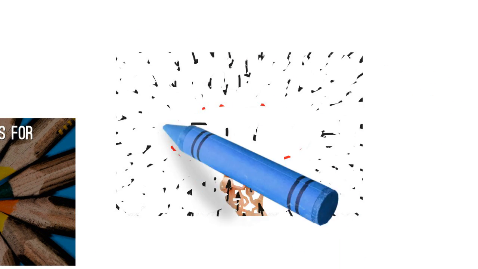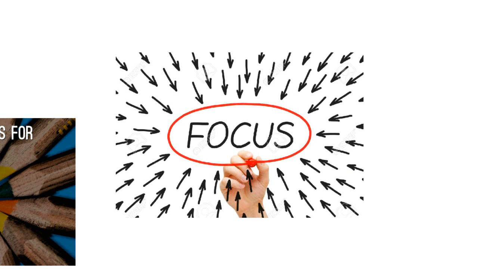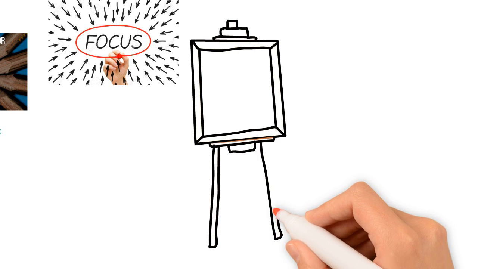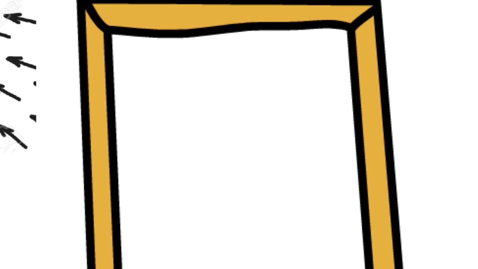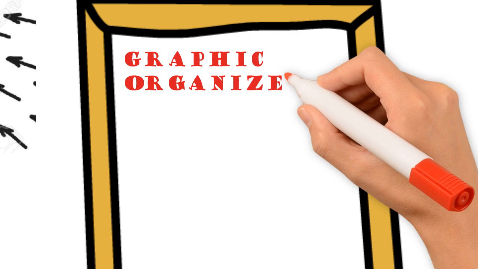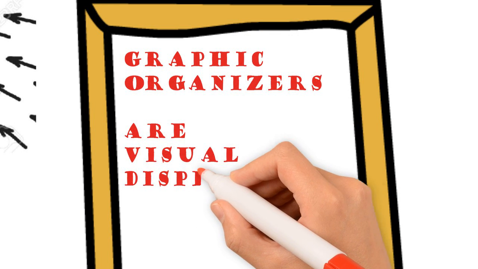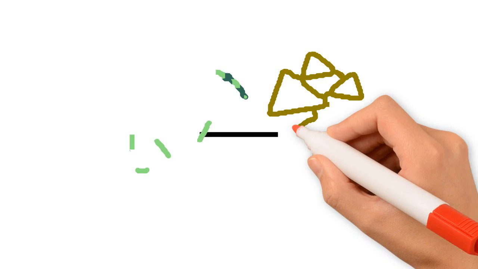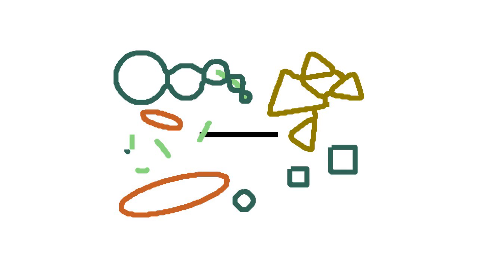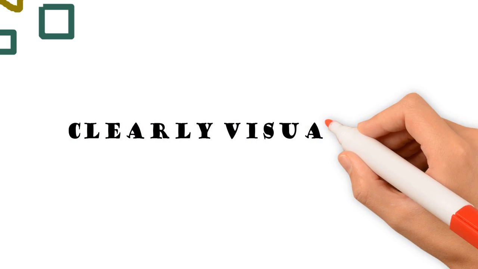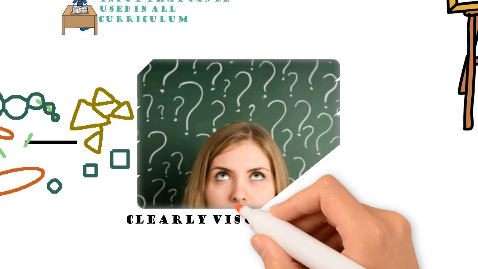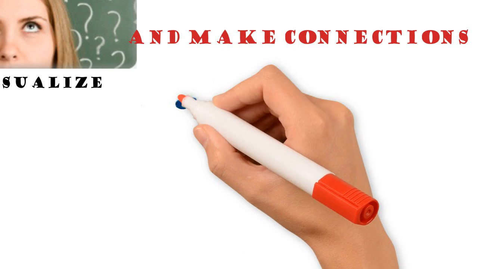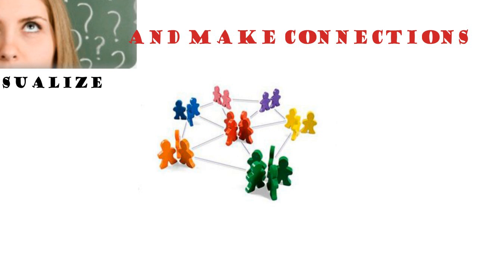So now that we know what the goals of SDAIE strategies are, let's focus on what graphic organizers are and how they can help to achieve specifically designed academic instruction in English for our English language learners. Graphic organizers are visual displays and representations of information. They come in all shapes and sizes and can be used as an effective tool to help students clearly visualize and make connections to specific ideas and content within a particular text or an abstract concept.